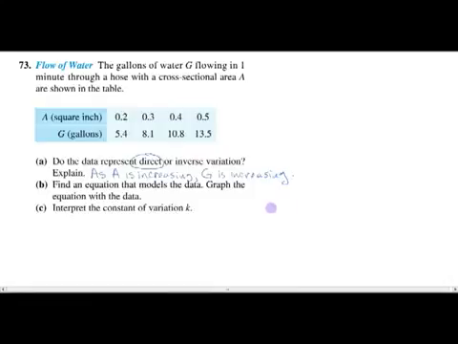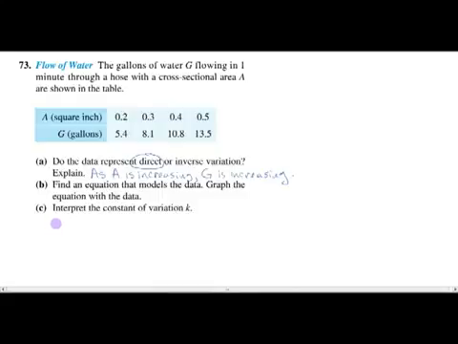Okay, so as the square inch cross-sectional area increases, then the number of gallons that are flowing out of that hose also increases. We'll find an equation that models the data, and we can graph that equation with the data. Let's go ahead and try and find a model.